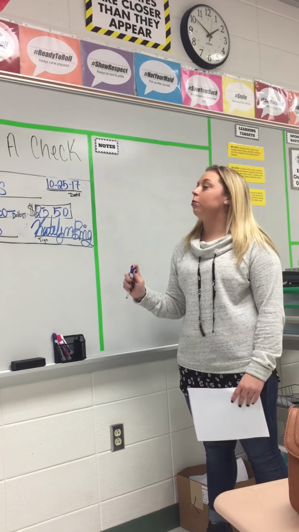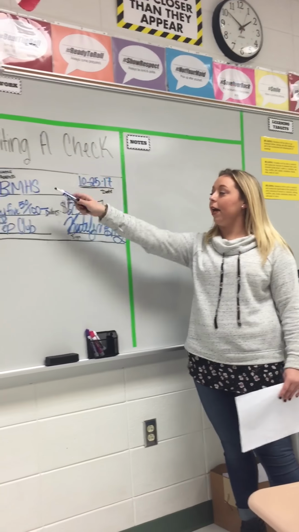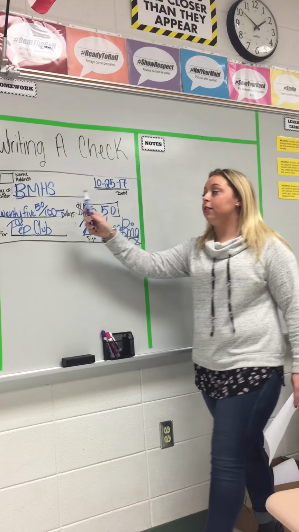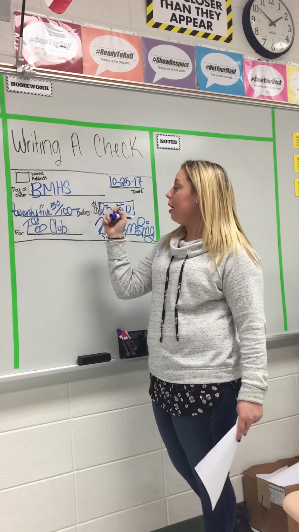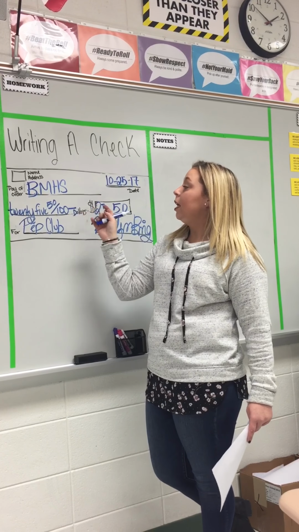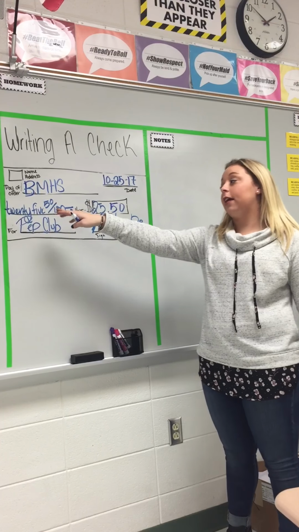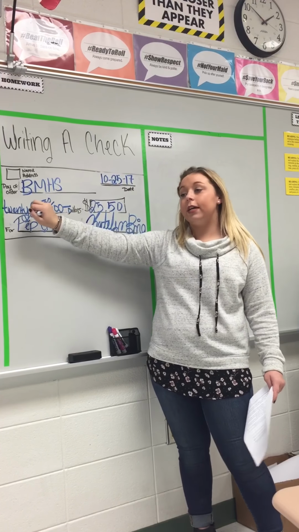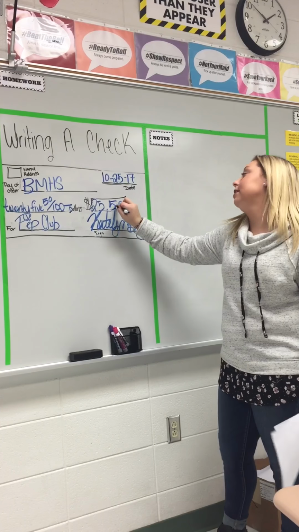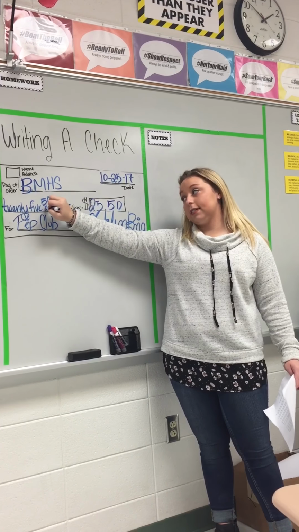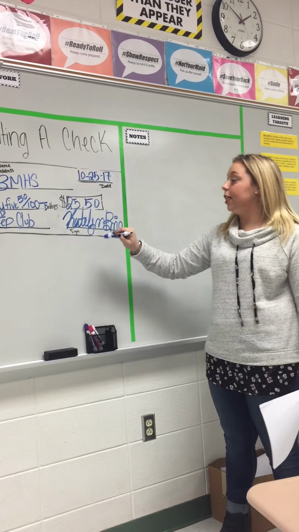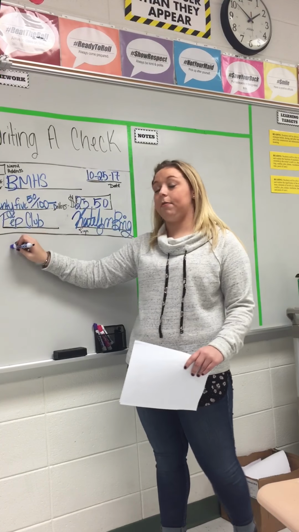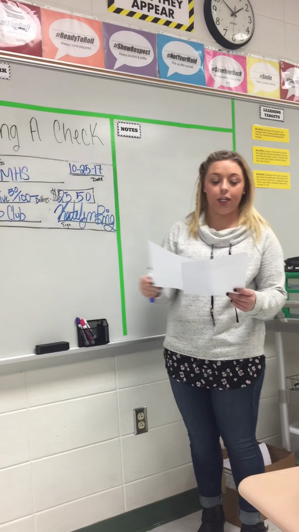Now we're going to go over the steps one more time. It goes from date to pay to the order of to the amount you're paying and to the dollars. Now, another thing about the dollars line is that's the amount they will cash. If this and this is different, they will go off the written amount. Doesn't matter what this says, it matters what this says. And then it goes signature, which is the most important step out of all of them. And then it goes to the memo. And that is how you write a check.